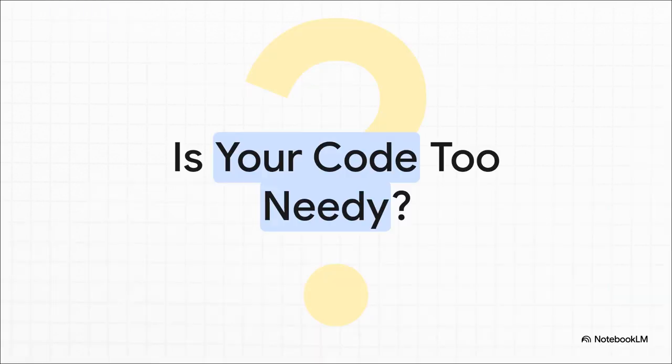So let me ask you this. Is your code needy? I'm serious. Have you ever written an object that's just constantly bugging another one for updates? Like, hey, got anything new? How about now? Now? It's where everything is so tightly linked that changing one tiny thing feels like performing open heart surgery. If that sounds familiar, don't worry. You just hit on a super common problem in software design.